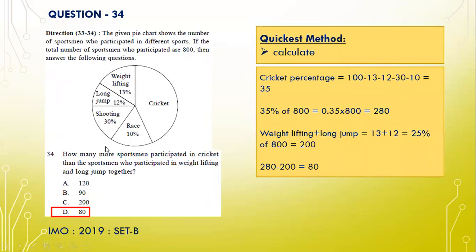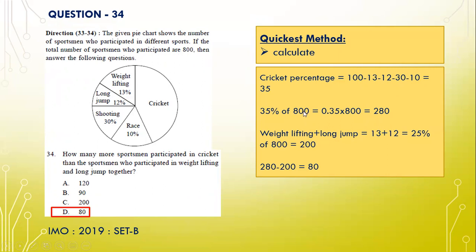Second is, how many more sportsmen participated in cricket than the sportsmen who participated in weightlifting and long jump together? So what was the cricket percentage? Cricket will be 100 minus 13 minus 12 minus 30 minus 10, isn't it? So total is 13 plus 12 plus 30 plus 10. 13 plus 12 is 25. 25 plus 30 is 55. 55 plus 10 is 65. So cricket will be 100 minus 65, which is 35. So cricket is 35%.